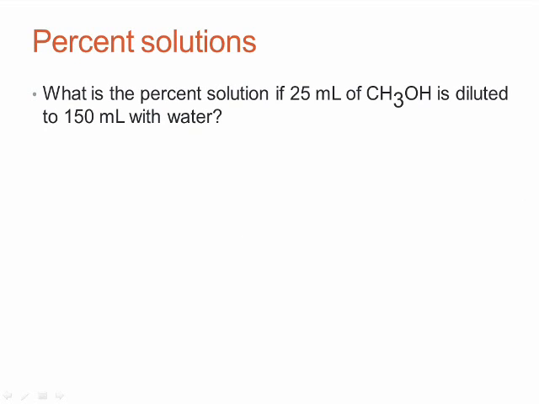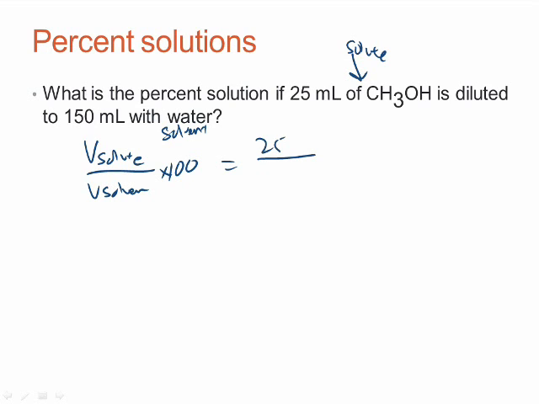And we have methanol. What is the percent solution if 25 mils of methanol is diluted to 150 mils of water? So we're just going to use that formula, volume of solute over volume of solution times 100. I guess the hardest part really is to decide what's the solute. This would be the solute, and here's the solvent. And so we just have 25 mils over 150 mil times 100.